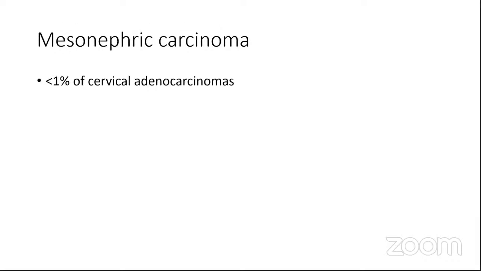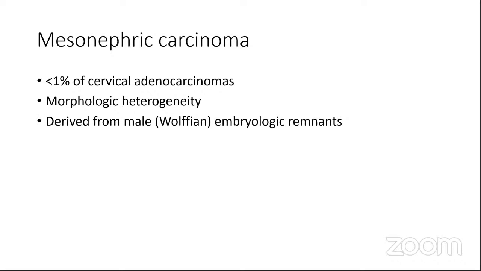Mesonephric carcinomas, probably the rarest of the cervical adenocarcinomas, comprise less than 1% of cervical tumors. There's a lot of morphologic heterogeneity in these tumors, which is one of the defining features. And these are derived from male or Wolffian embryologic remnants. So they are not Mullerian tumors, but rather Wolffian tumors.